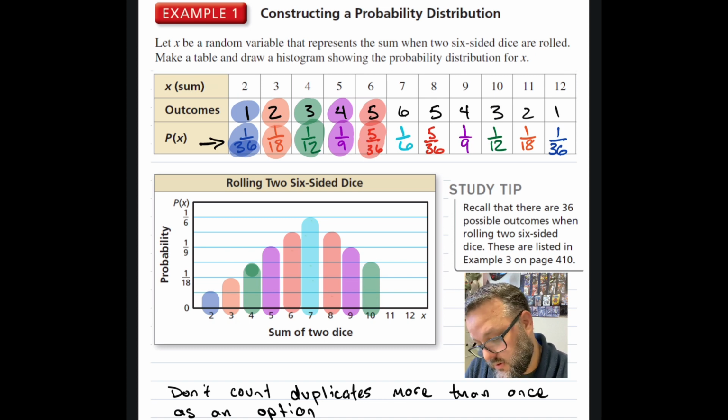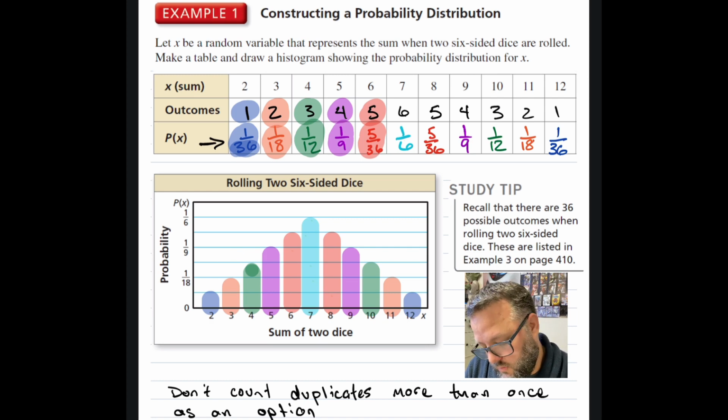Oop, wrong way, there we go. And sum of 11 is the same as sum of 3. And rolling a sum of 12 is the same as rolling a sum of 2, because the only way to get a 12 is to roll a 6 and a 6. There is no other way. So there's only a 1 out of 36 chance.